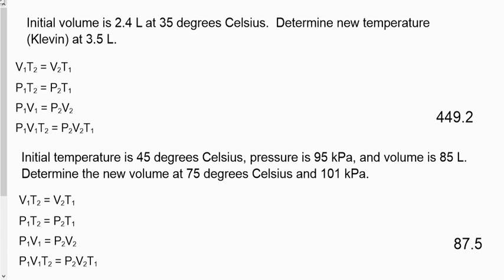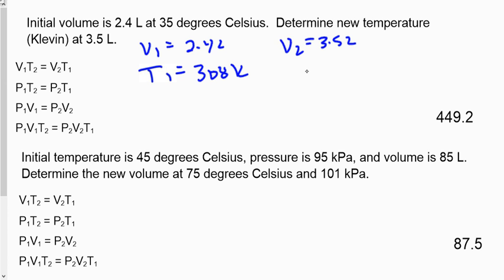If we look at the next two questions here, I've got a question here with an initial volume and initial temperature. So let's go ahead and record those. Initial volume, V1, equals 2.4 liters at 35 degrees Celsius. So temperature 1, we do need to add 273 to that. That should give us 308 Kelvin. Determine the new temperature at 3.5 liters. So V2 equals 3.5 liters. And temperature 2 is what we're trying to figure out.